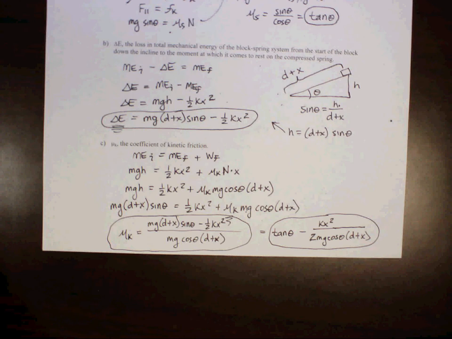And so that's what we've got. Let me back away so you can see all of these answers right there. Tangent of theta for A, this behemoth for B, and then C comes down to there.